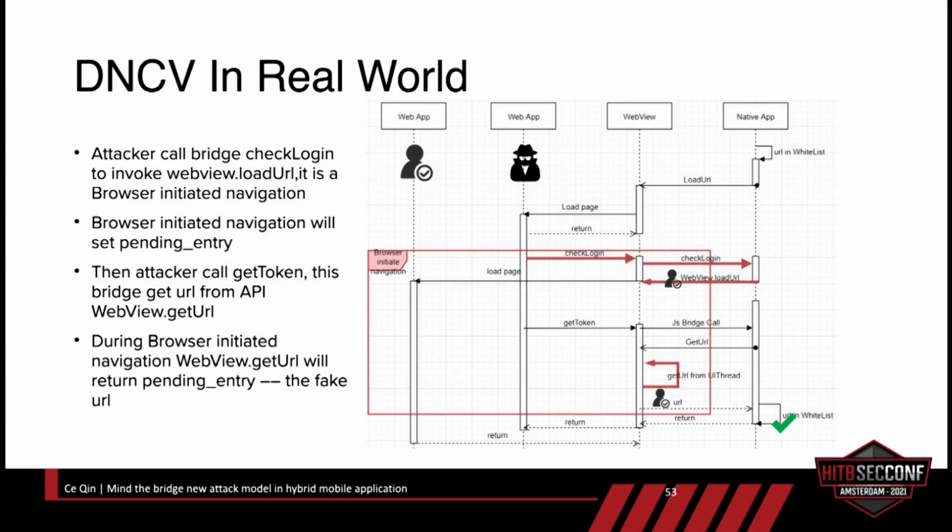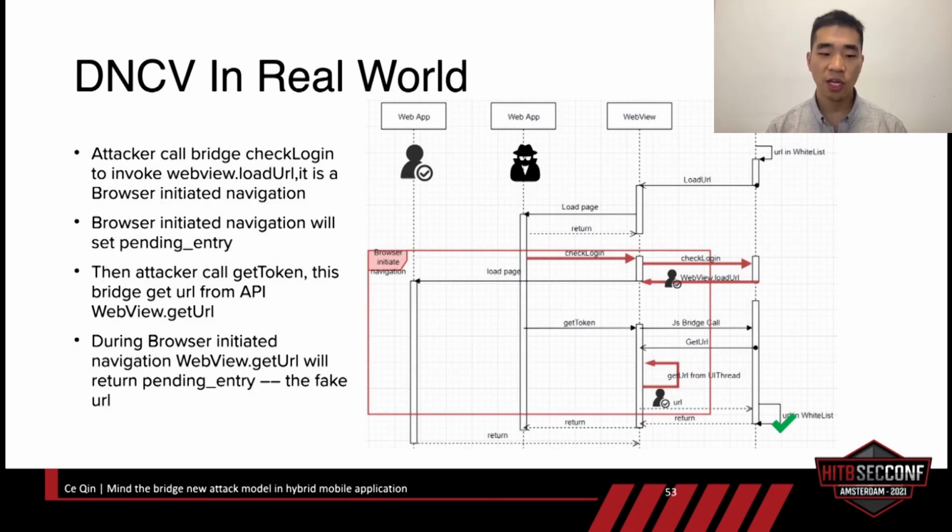Attacker calls bridge checkLogin to invoke WebView.loadUrl. It is a browser-initiated navigation. Browser-initiated navigation will set the pending entry. Then the attacker calls getToken. This bridge gets the URL from the API WebView.getUrl. During browser-initiated navigation, WebView.getUrl will return the pending entry, the fake URL.